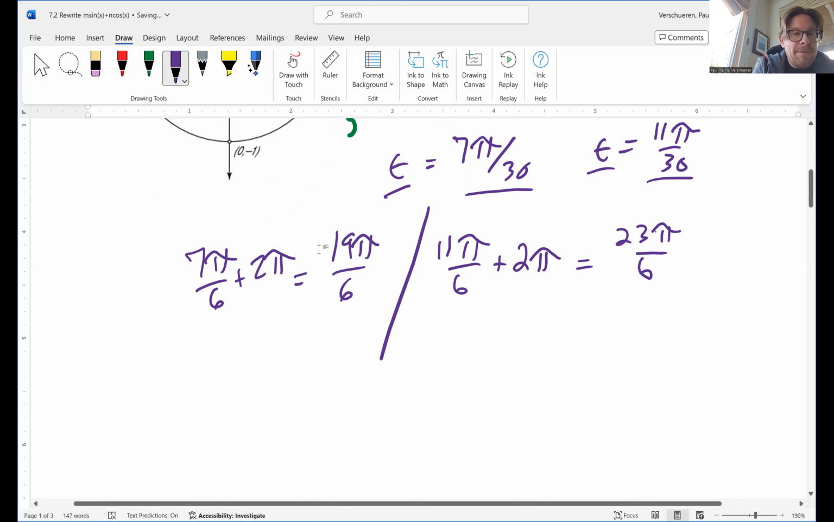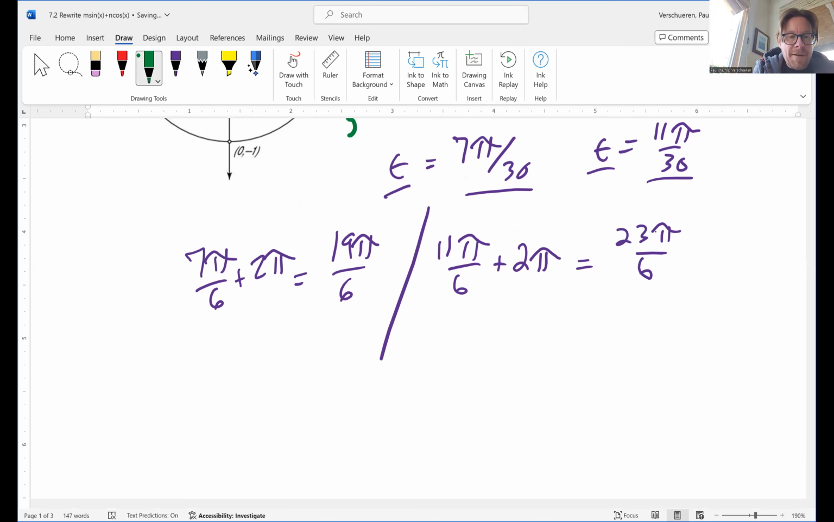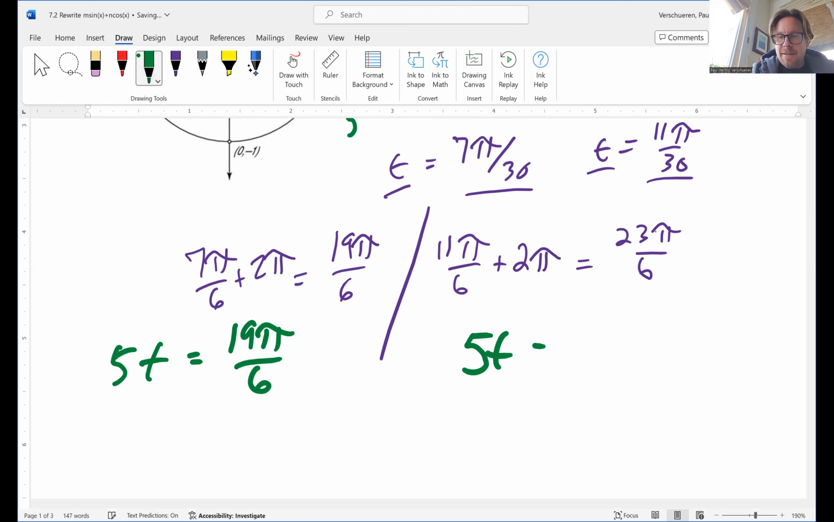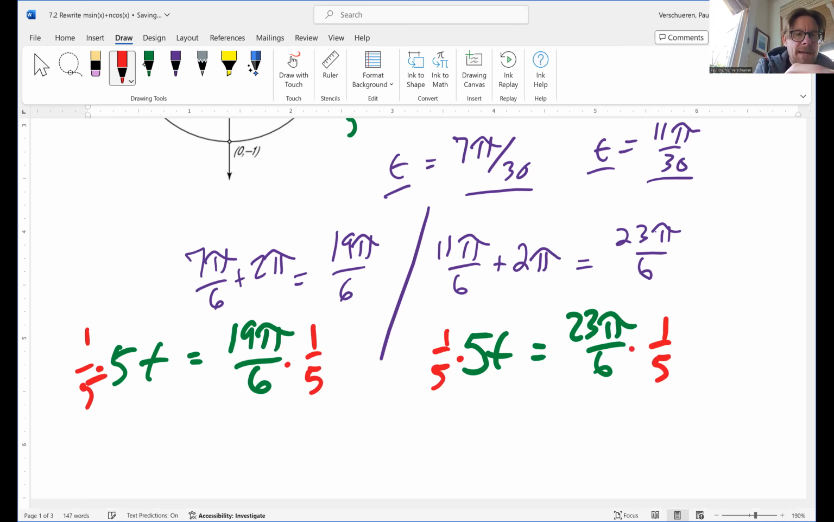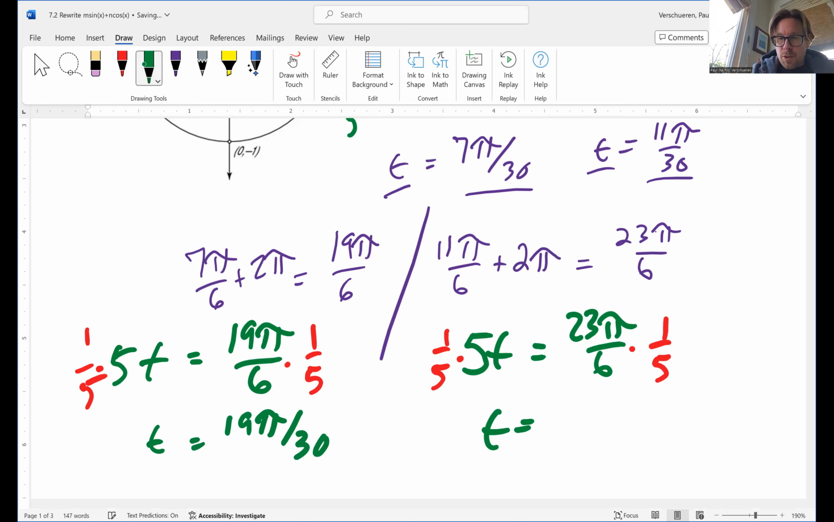So then we have to say 5t is equal to 19 pi over 6, and 5t is equal to 23 pi over 6. And if we again multiply everything by a fifth, then we'd get this result of t equals 19 pi over 30 and t equals 23 pi over 30.